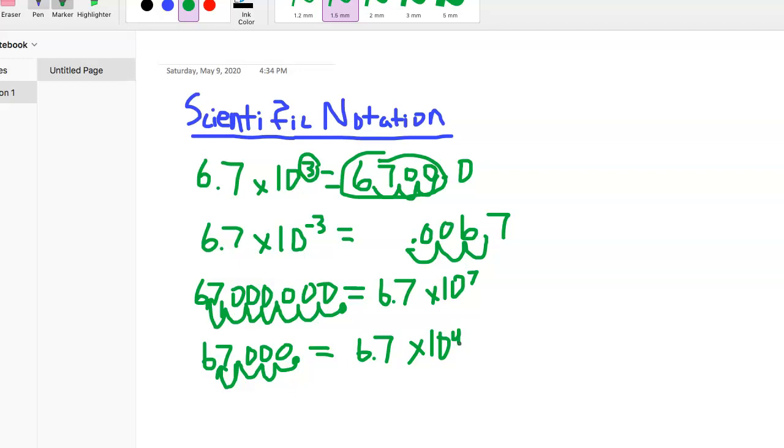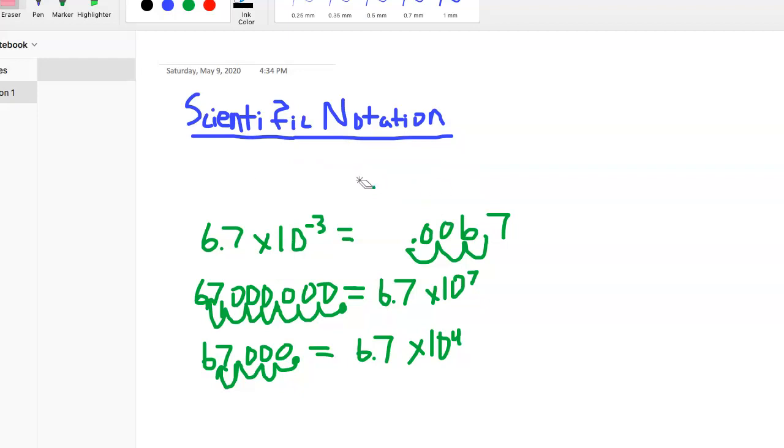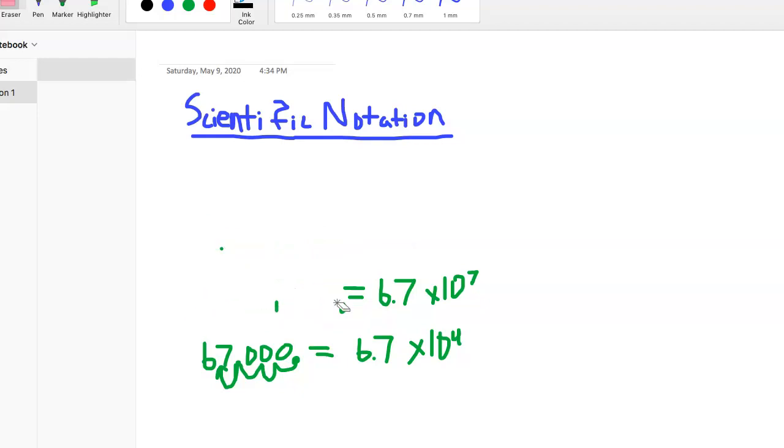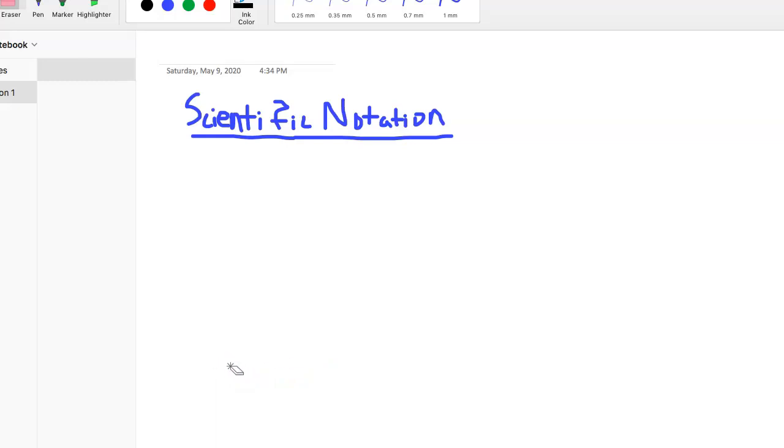As you're looking at these, while it looks like one of the harder things when we first look at it, this doesn't really require a whole lot of math skills. It's just knowing go to the right, go to the left, how many spots, count them out. That's pretty much it. That's what you need to know for scientific notation. We're going to do two more still, just to give you two more examples.